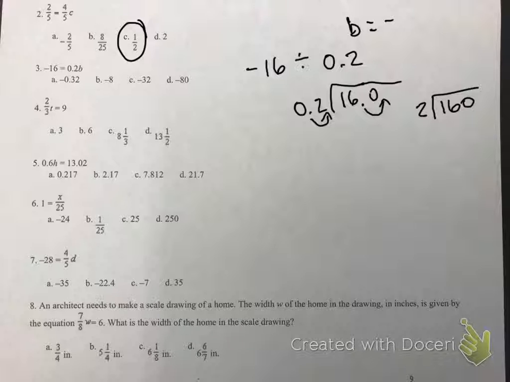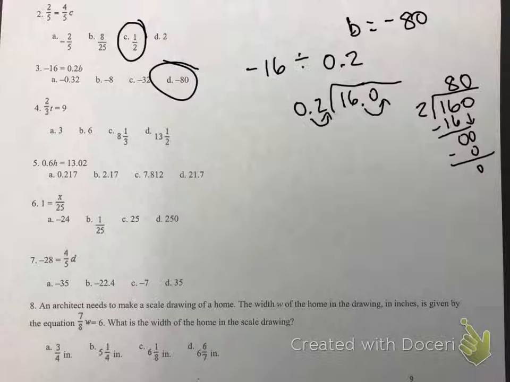So when we divide 160 by 2, we wind up with 80. So b is equal to -80, which means that D is the correct answer.